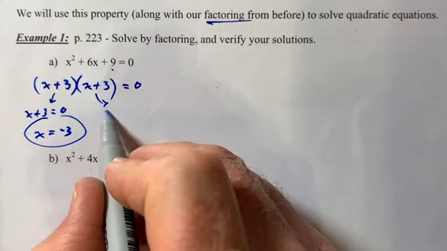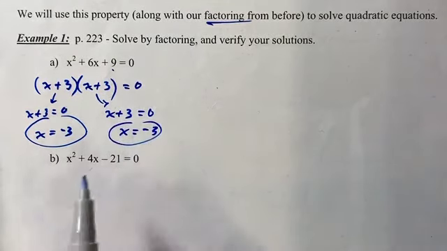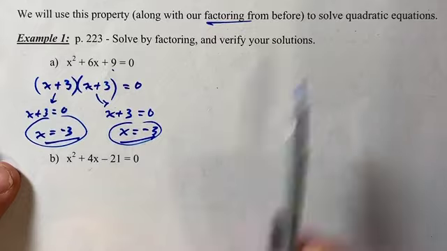Or maybe the other one. Hang on, it's the same thing. X plus 3 equals 0, that means x equals negative 3. Okay, there's only one answer: x equals negative 3. It says verify.